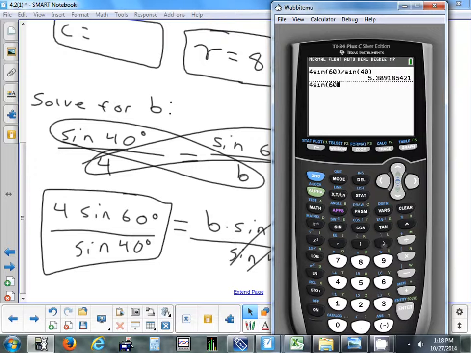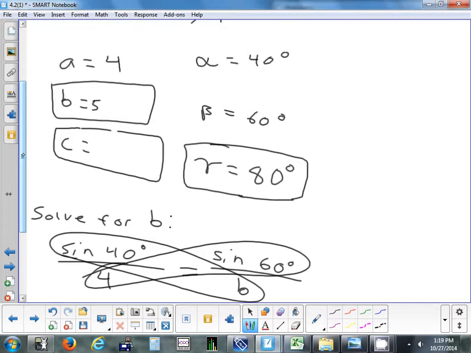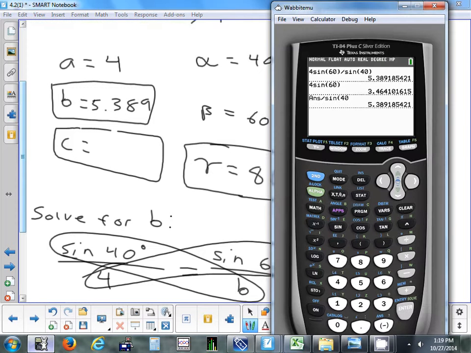Now, if you have to type it in multiple steps, that's okay too. You could do 4 times the sine of 60 first. Get the answer, but don't round it. Just leave it. And then take and divide that answer by sine 40. And I get 5.389. Let me show you what happens if you type it in all at once and you forget to close a parenthesis. Don't think the calculator is going to handle the order of operations correctly.